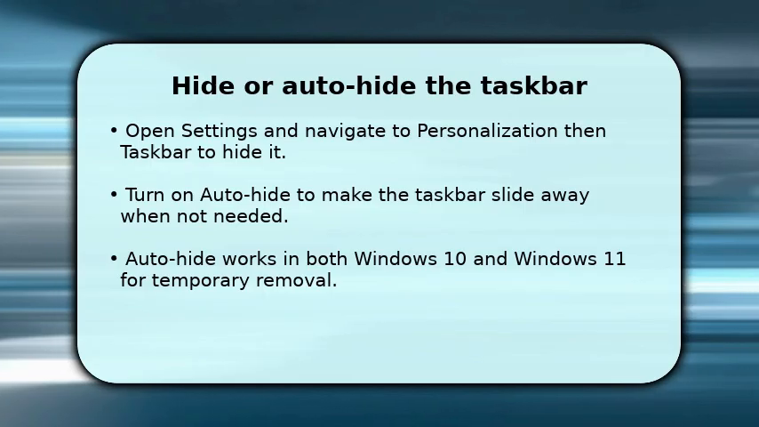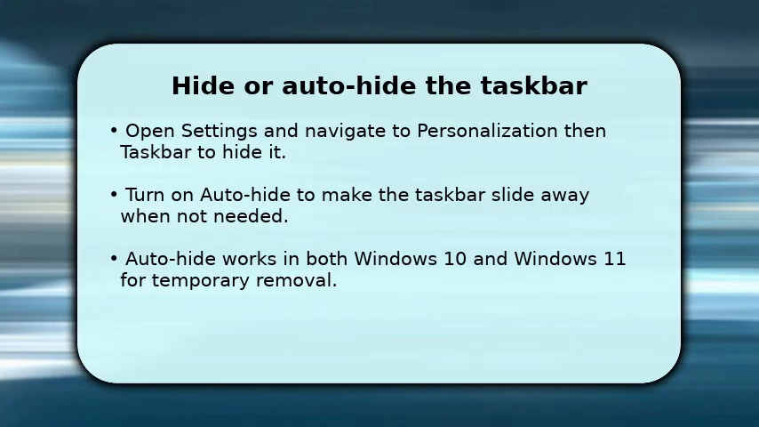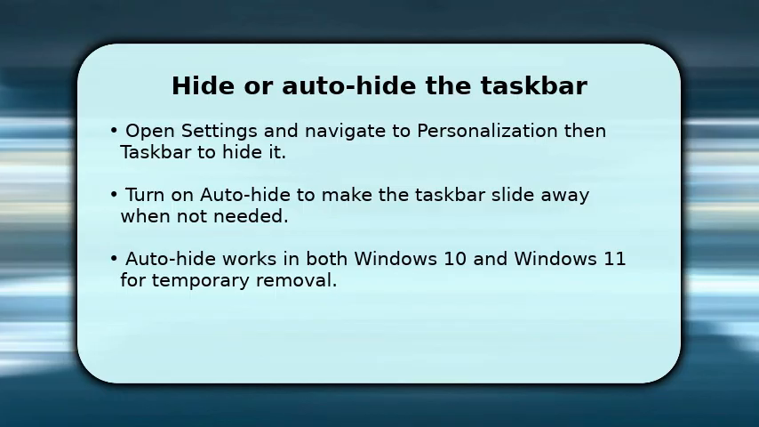Adjust related options like Show Badges or Taskbar Alignment while you are there. Use Auto Hide for temporary removal without changing system files or registry keys. This method is reversible and safe for most users who want to remove the taskbar permanently.